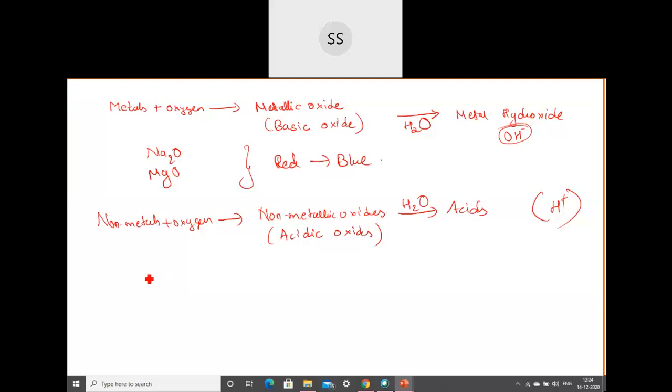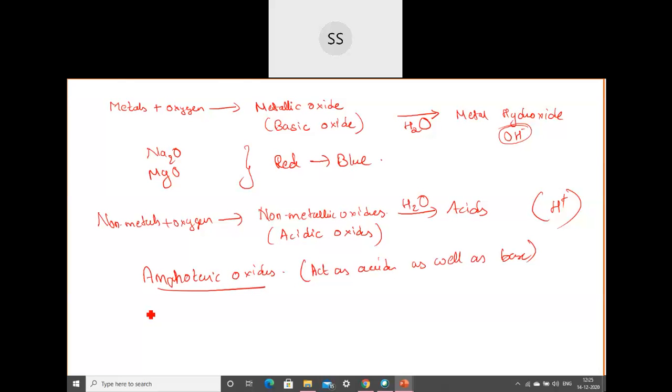They are called amphoteric oxides. Amphoteric oxides show the behavior that when they are made to react with acid, they act like a base, and when they are made to react with a base, they act like an acid. That means their behavior is two-way. They can act as acid as well as base to form salt and water. Such types of oxides are called amphoteric oxides.